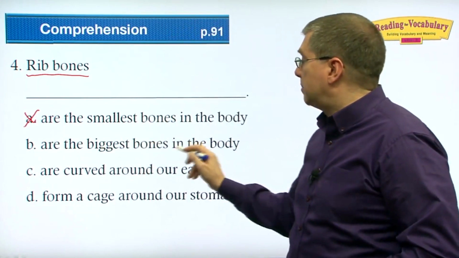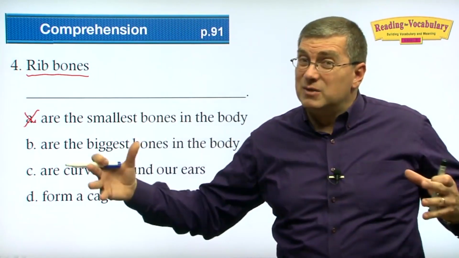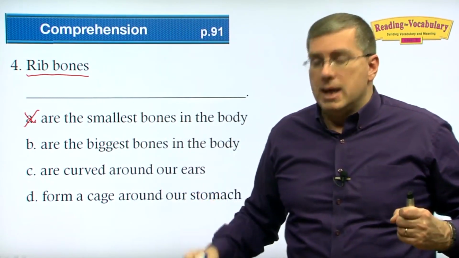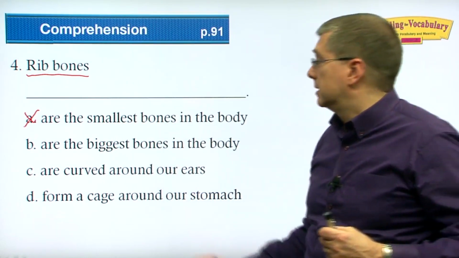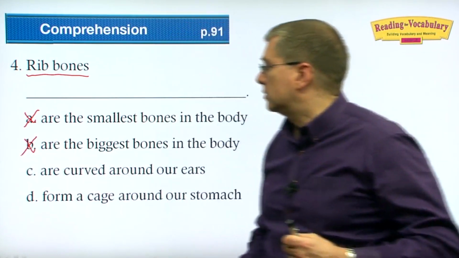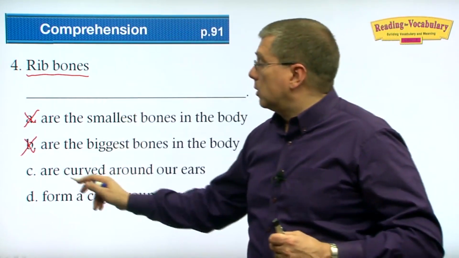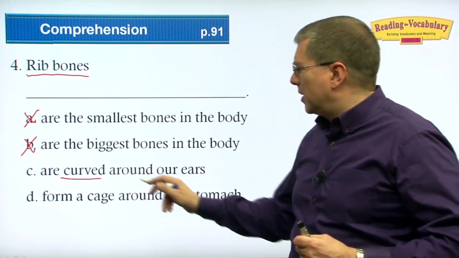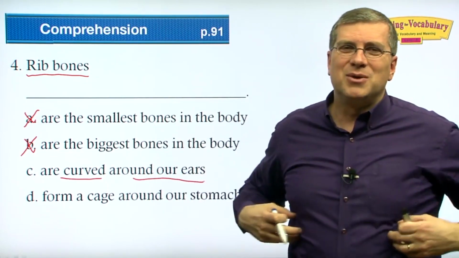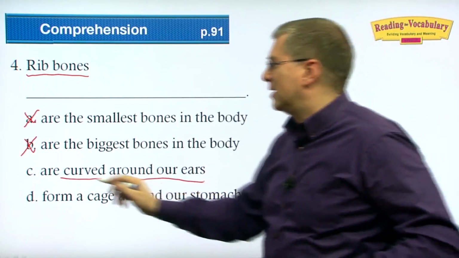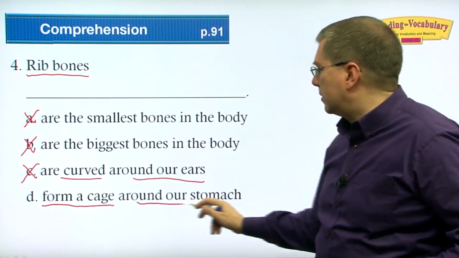B. Rib bones are the biggest bones in the body. Did the reading passage say that? No. The passage said the biggest bones in your body are in your legs. Okay, that's not true. C. Rib bones are curved around our ears. Well, rib bones are curved, yes, but around our ears? No, our rib bones are down here, far away from our ears. So that's not correct.